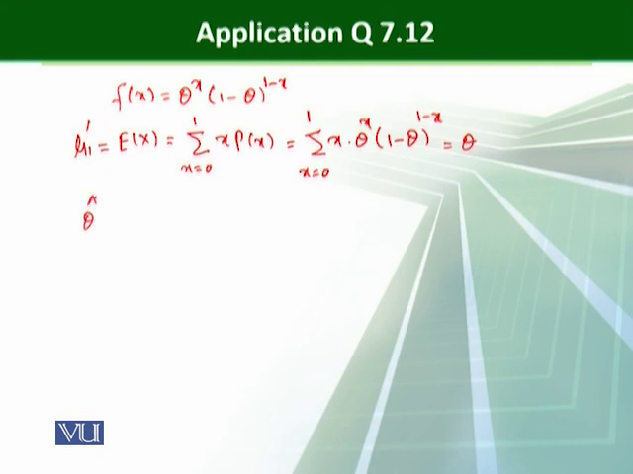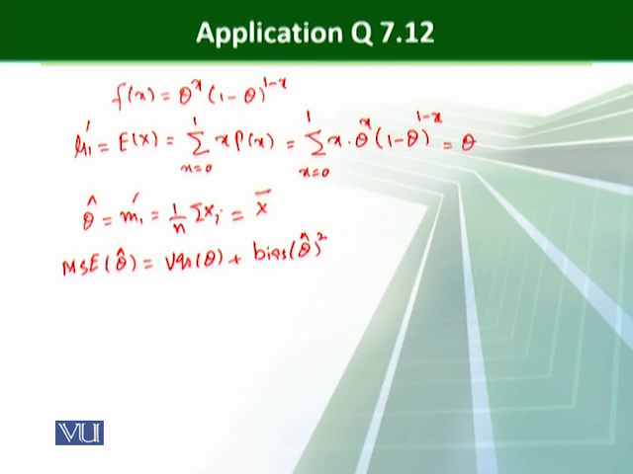So theta hat, basically m1 dash, is equal to 1 over n sum of xi, and we know that this is the mean. To find the MSE, mean square error, of theta hat, it can be obtained as the variance of theta hat plus the bias squared. This is the formula for mean square error: the variance plus the square of the bias that we get, we add them, and we will find the mean square error.